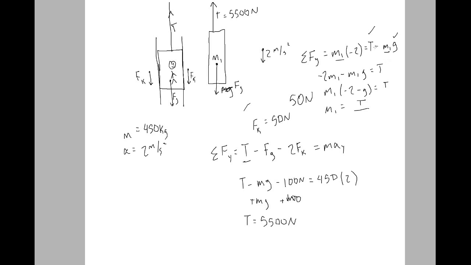And, oh, whoops, I should have added. So that becomes -2 plus g. Got to add that to both sides. And so I've got tension, which is 5,500, divided by -2 plus g, which is 10. And so I get a mass of my counterweight, which would be 688, let's go 688 kilograms. And that right there is a little insight of how our elevator system works.